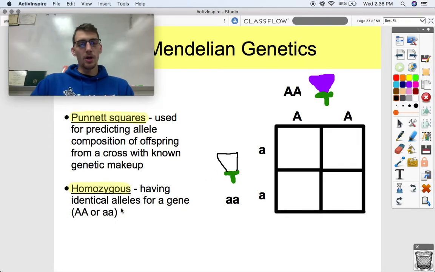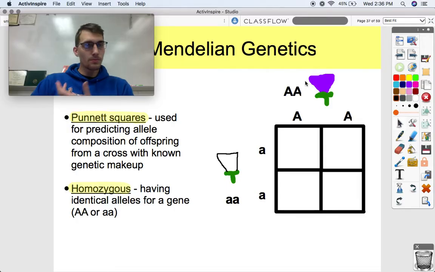Another term that I'd like to introduce to you before we get going is that these plants are what we call homozygous, which means they have identical alleles for a gene. As you can see, each organism, according to one of Mendel's concepts, has 2 copies of a gene. So both of its copies are the dominant allele up here, that's homozygous. Both of its copies are the recessive allele down here. So we can say this flower is homozygous recessive and this flower is homozygous dominant.